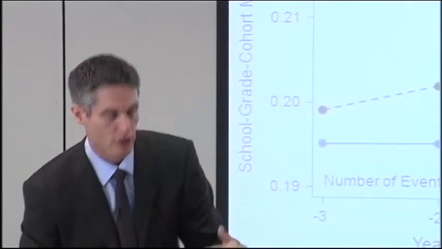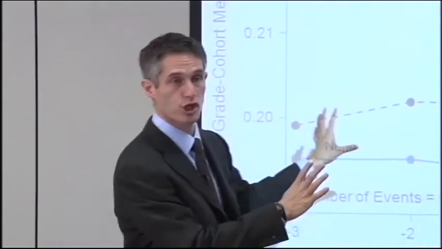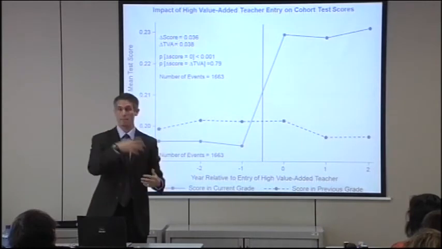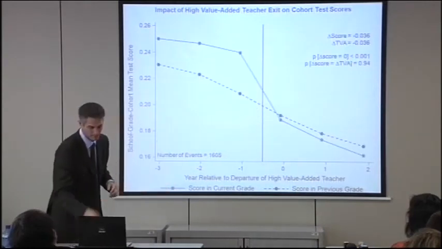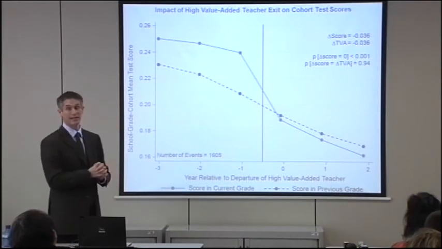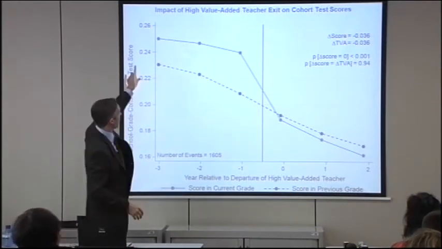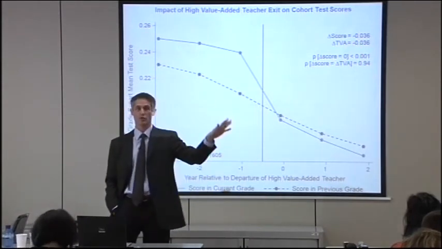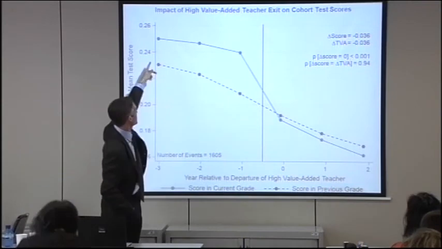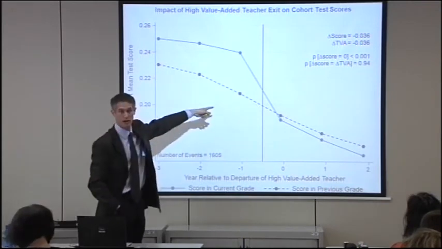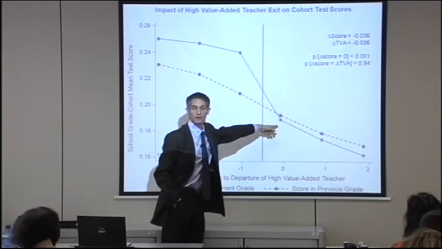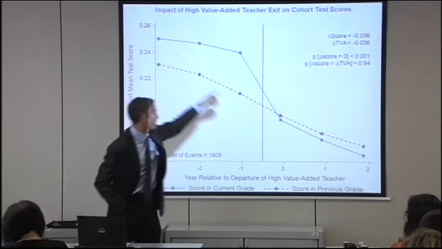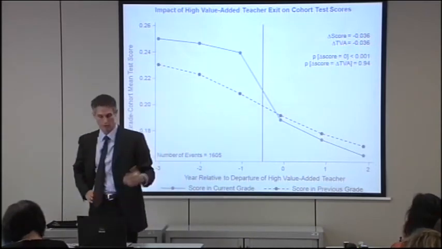Okay? Now, we can do this for a great teacher showing up. We can also do it for a great teacher leaving, a bad teacher showing up, and a bad teacher leaving, and I'll show you that now. This is a great teacher leaving. We can see now there is a bit of a pre-trend. Great teachers tend to leave schools where test scores are trending down, but they're trending the same in the grade she teaches in and in the other grade. But when she leaves, test scores drop in the grade that she was teaching in, and drop by much more than they drop in the grade below that.